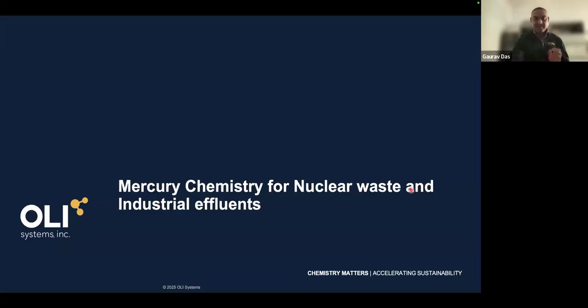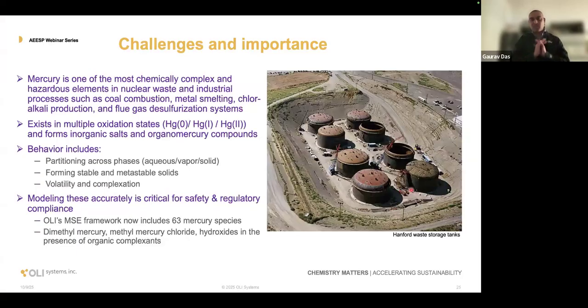With this, now I'm switching gears, going from rare earth elements to mercury chemistry. Mercury is one of the most chemically complex and hazardous elements, as it could exist in different oxidation states. It could exist as a liquid metal, mercury 0 valence, or in terms of mercury 1, mercurous, and mercuric, in terms of inorganic salts, and also organomercury compounds.